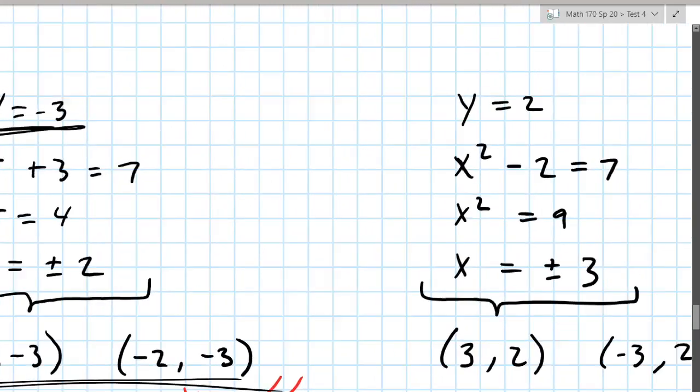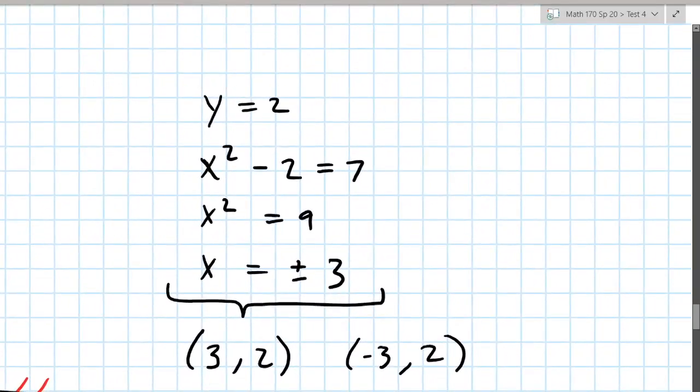Then, if y is 2, substituting back into the equation, x squared minus y equals 7. Adding over 2 to both sides, take the square root. Don't forget plus or minus. That means we've got when x is +3, y is 2. When x is -3, y is 2.